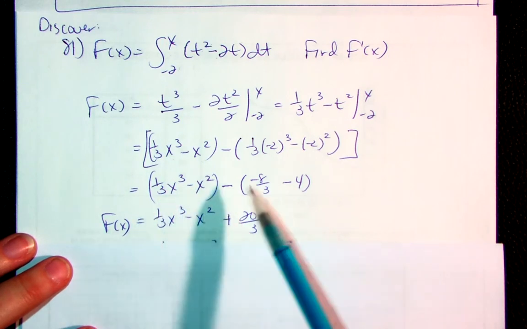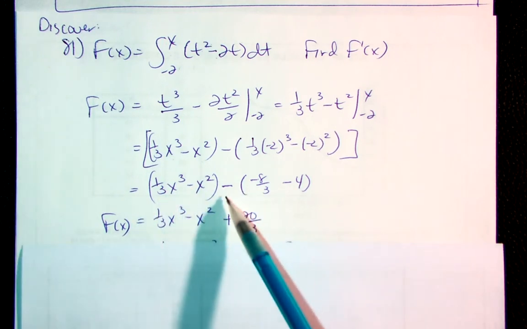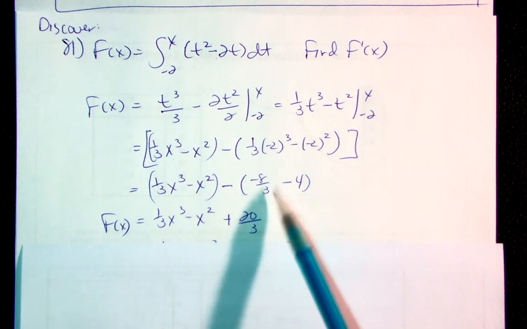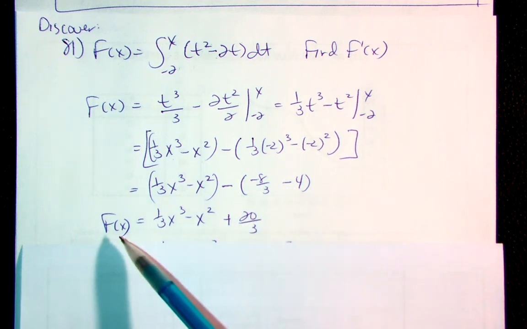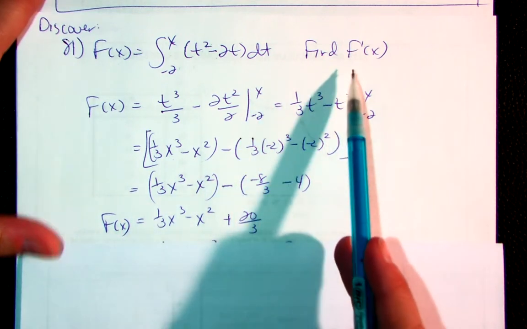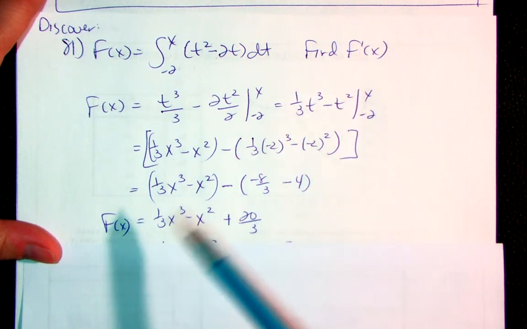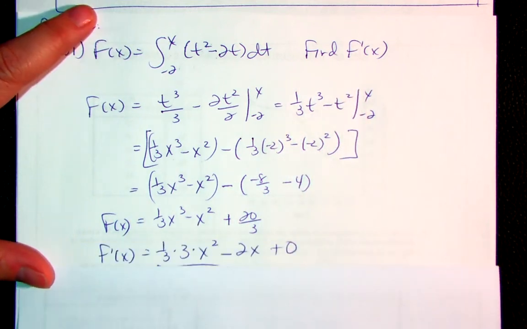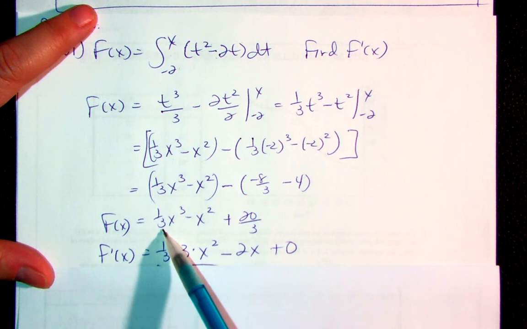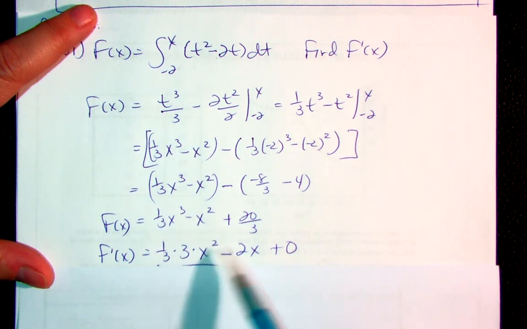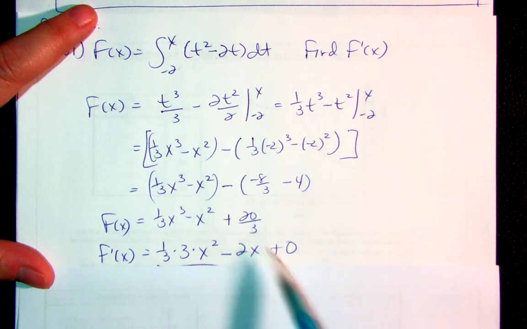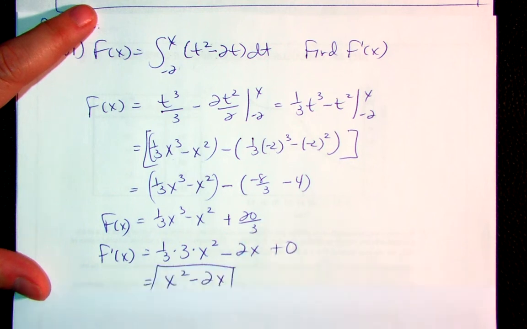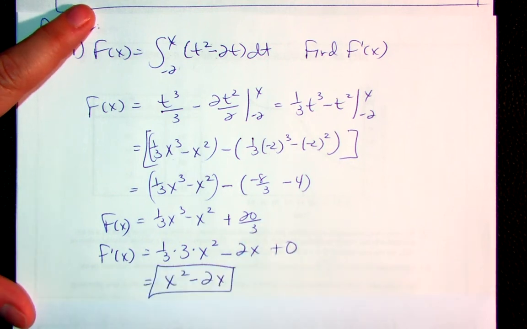So that just kind of sits there, and then I distribute that negative to the negative 20 over 3 inside. So there is my f of x. What did they want me to do? Find the first derivative. So go back now and take the derivative of this. Well, now I leave the 1/3, bring down the 3, reduce that power, minus, bring down that exponent, reduce that power, and that constant goes to 0. My first derivative is x squared minus 2x.